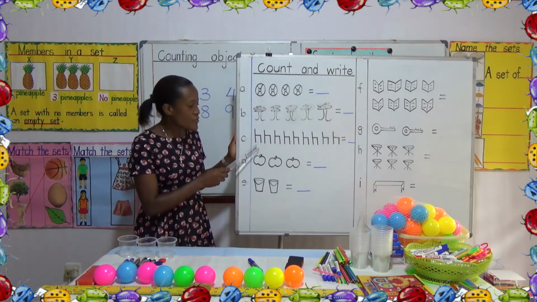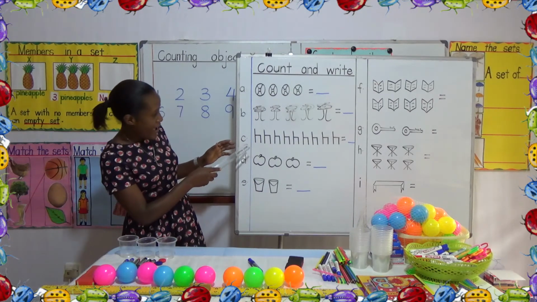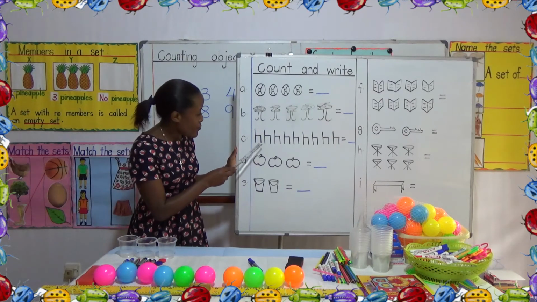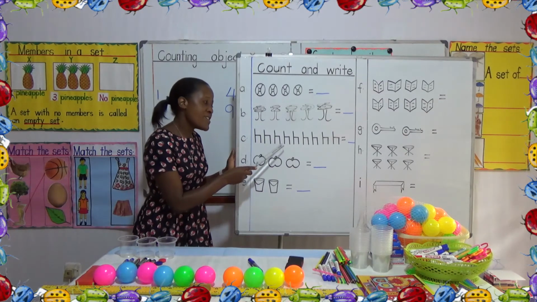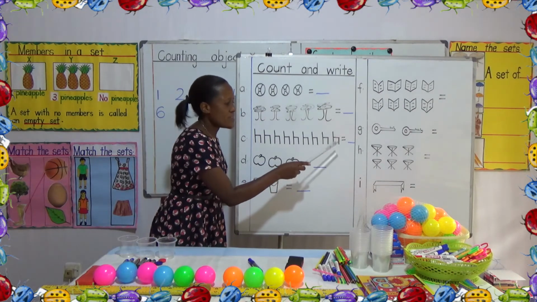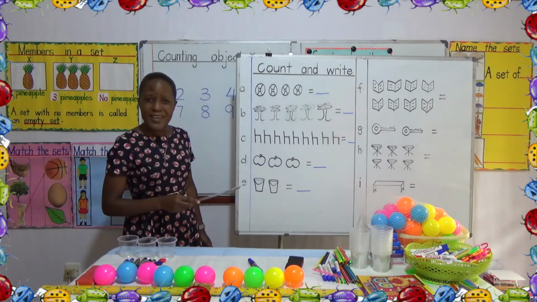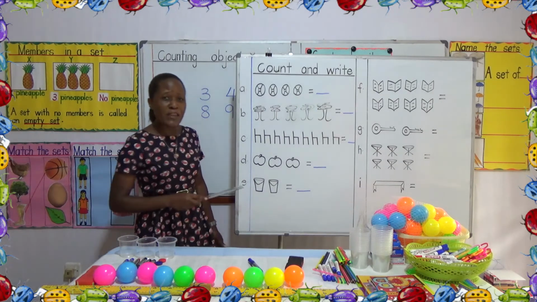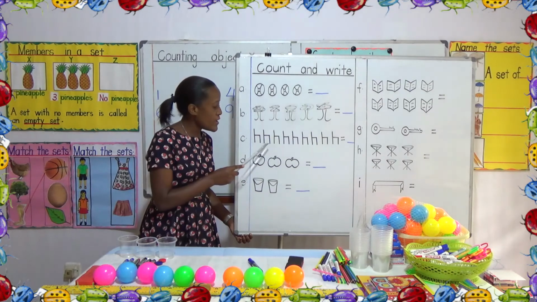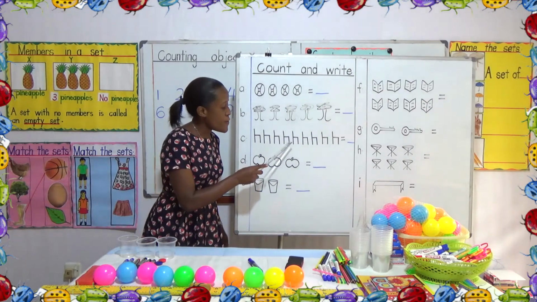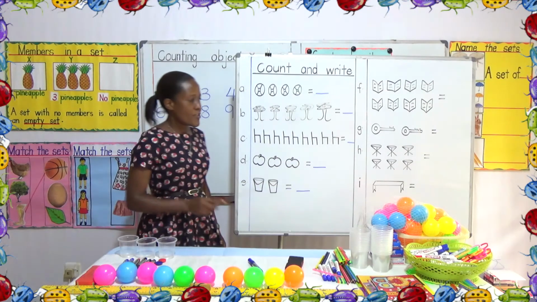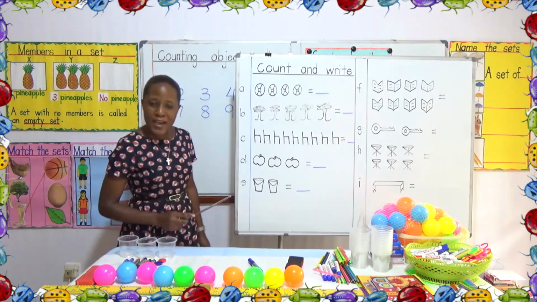Then we have some chairs. I have the chairs here. Let's count the chairs together. 1, 2, 3, 4, 5, 6, 7, 8, 9. Can you imagine? Let's count again. I know some of you might not be able to see them so well. 1, 2, 3, 4, 5, 6, 7, 8, 9. You write the number there.